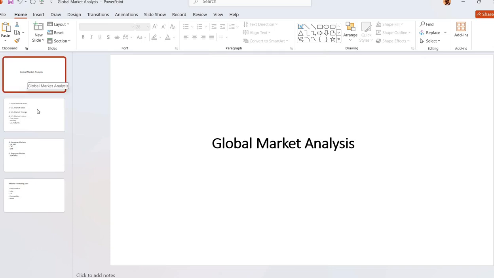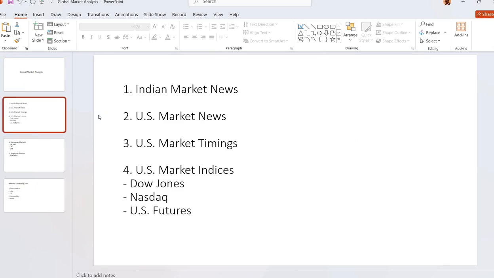Global market analysis. As we know, one country's economy is dependent on other countries' economies as well. Apart from Indian market news and events, we need to track the US market as well. The US market is the strongest economy in the world and most of the international transactions happen in dollars.